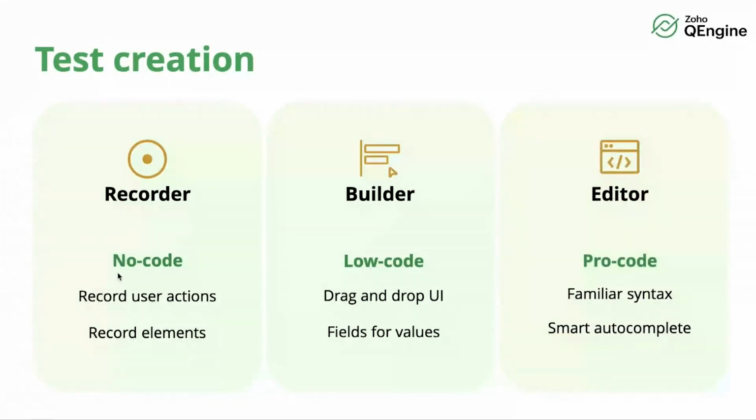And finally, the pro code editor, as the name says, is for the seasoned veteran testers who are okay with writing code on their own from scratch. The good thing is that for Zoho QEngine, you don't have to remember a new coding language altogether. The syntax is very similar to Java and JavaScript, so it's pretty straightforward. You can start writing code just like that. And it also comes with a smart autocomplete feature, wherein you can just type the name of a variable or anything, and it completes it for you. It does it even for the predefined actions as well.